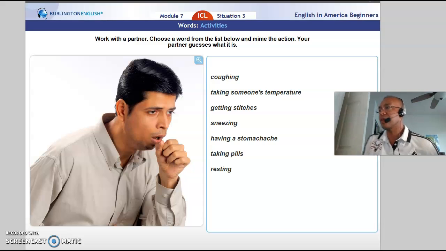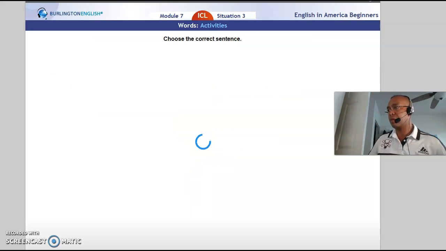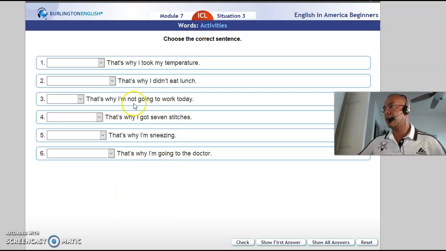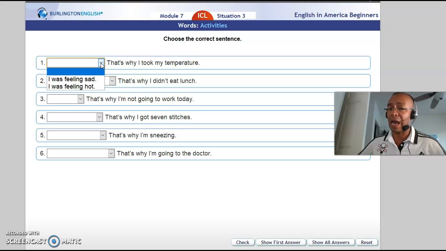Now that we have a better visual of what these things are, let's do this activity together, okay? We're going to select from this drop down the word that goes well with this sentence. That's why I took my temperature. So what would be here? I was feeling sad. I was feeling hot. Which one would you select?